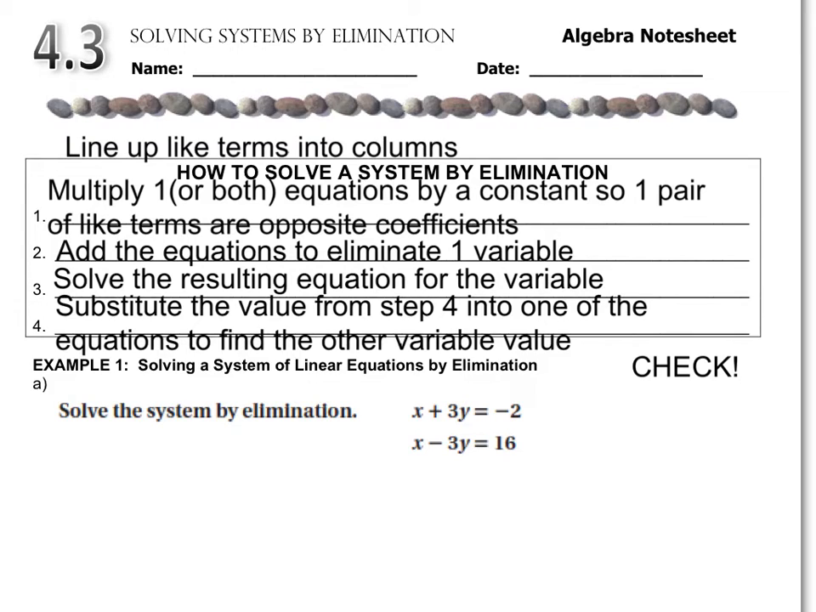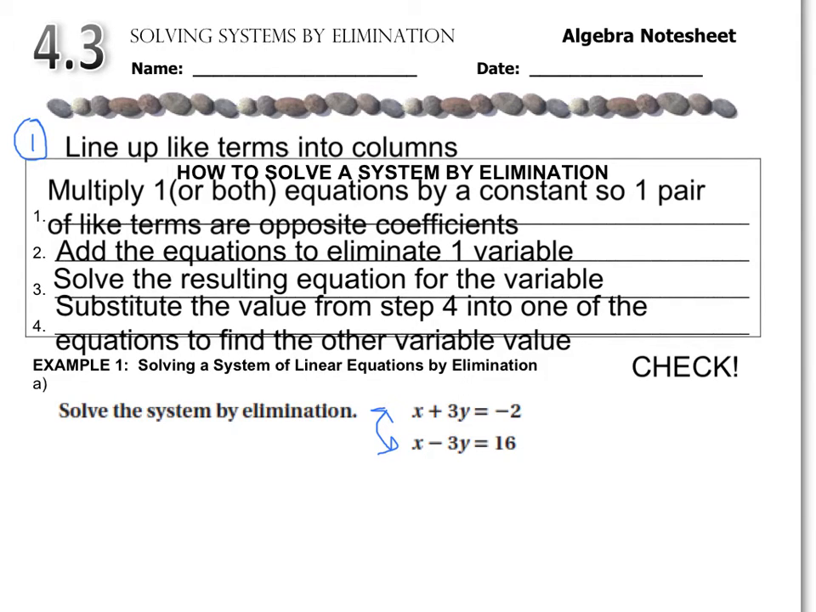For step 1, which is right up on top here, we're going to line up the like terms into columns. What's going to happen in the elimination method is you're going to take the two equations and set them up vertically. For example, right down here, notice how they are set up on top of each other, and the like terms are lined up in columns.